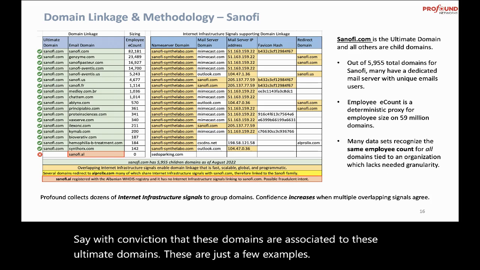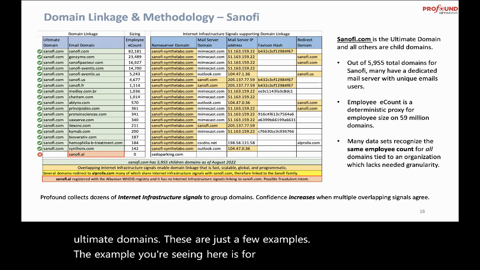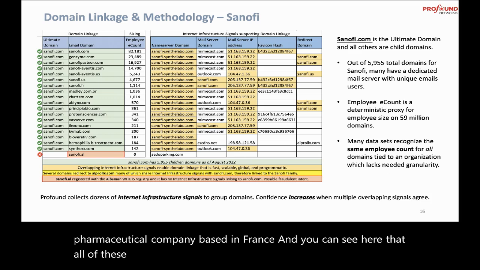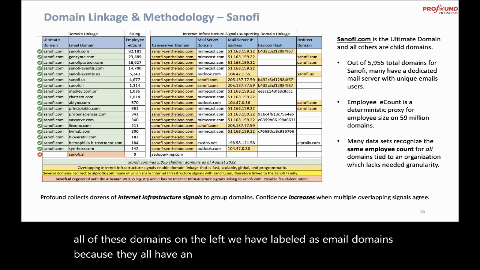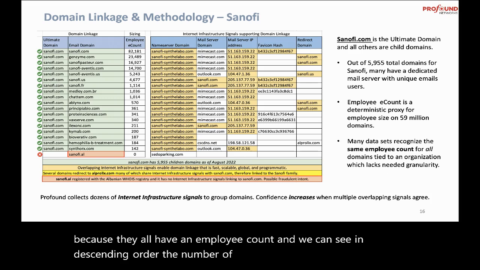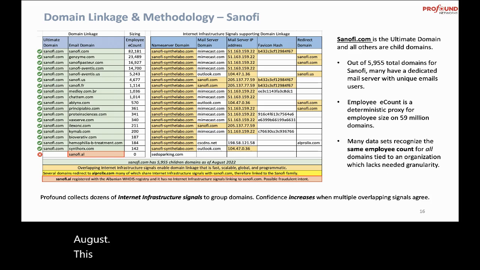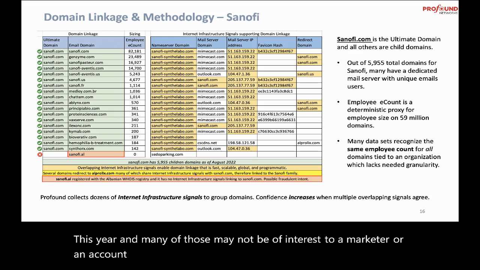The example you're seeing here is for Sanofi, which is a global pharmaceutical company based in France. You can see here that all of these domains on the left, we have labeled as email domains because they all have an employee count. And we can see in descending order the number of employees per domain. The reason this is valuable is Sanofi has 5,955 child domains as of August of this year, and many of those may not be of interest to a marketer or an account manager focused on this account.